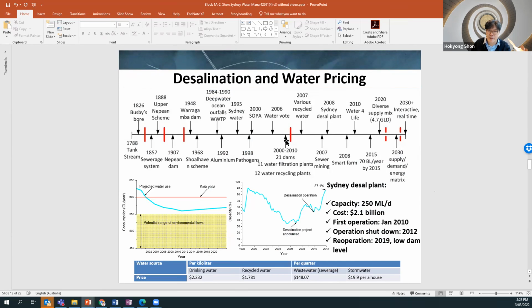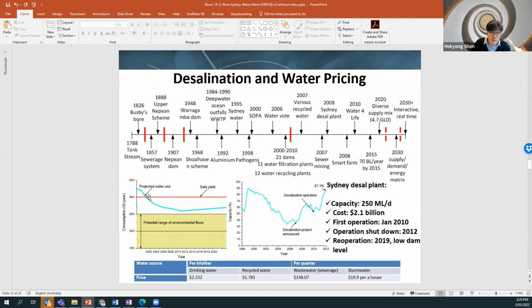As I mentioned, we had a very serious millennium drought during 2000 to 2007, so we made one desalination plant. This is the Sydney water requirement for your water capacity. Almost 600 gigaliters per year is needed for Sydney.